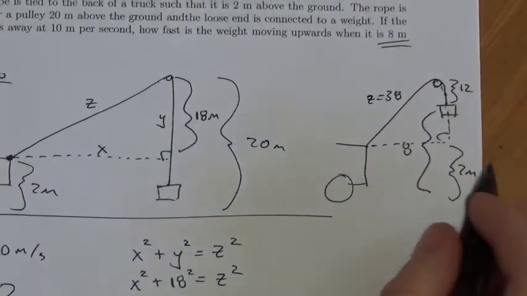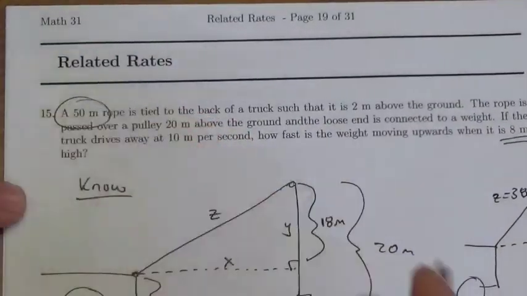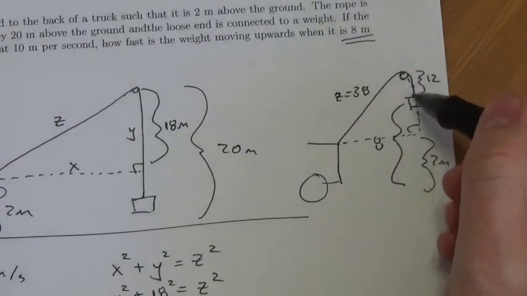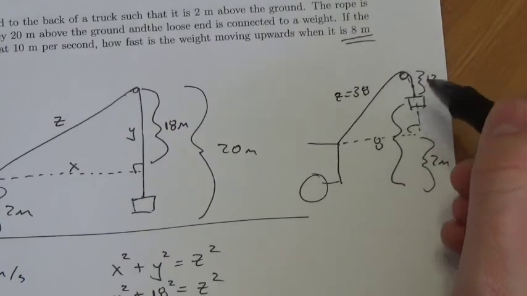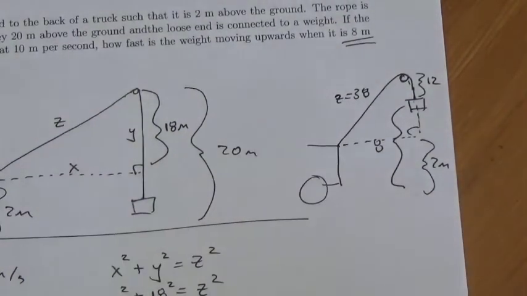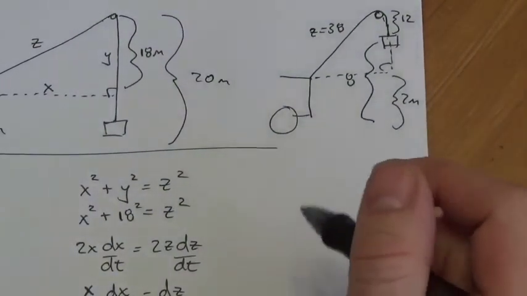Now, if you're wondering, where on earth did I grab 38 from? That's because we were told right up front here that there's only 50 meters of rope. So if 12 meters dangle down from the pulley to the weight, that means 38 is left over to connect it to the truck here. So Z is equal to 38 here. So now, here we go.